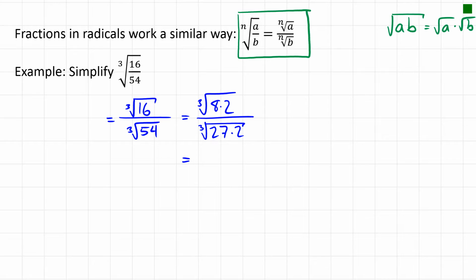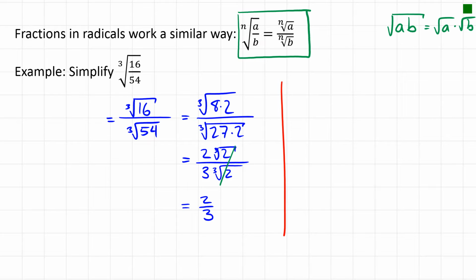So that would be the cubed root of 8 times 2. The cubed root of 8 is 2, with the cubed root of 2 left over. And the cubed root of 27 is 3, and I have the cubed root of 2 left over in the denominator. And now we can actually see that there's going to be a cancellation. We have the cubed root of 2 on the top and bottom. Those two numbers are identical and they cancel, leaving me with 2/3.